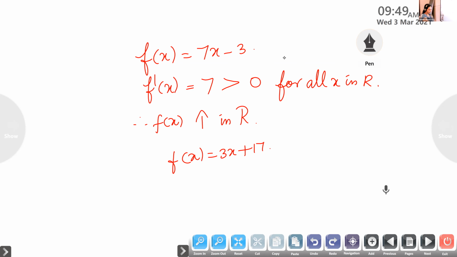What is f dash of x here, Shubham? 3. Is it positive or negative? Positive. Therefore, it is an increasing function.